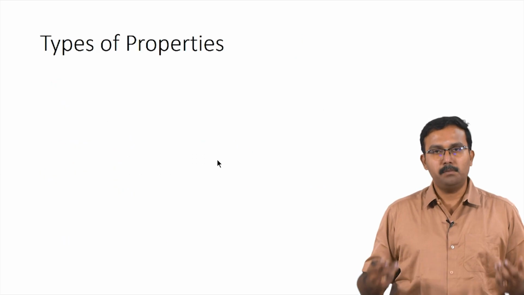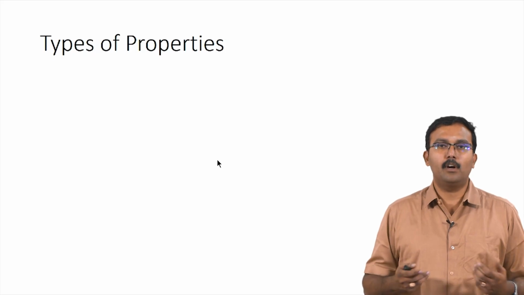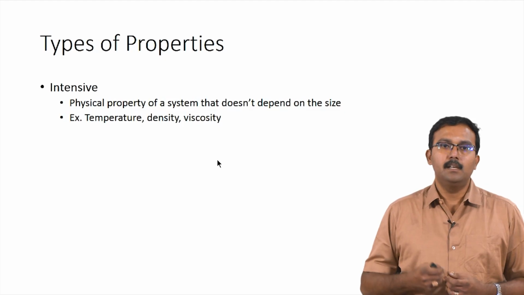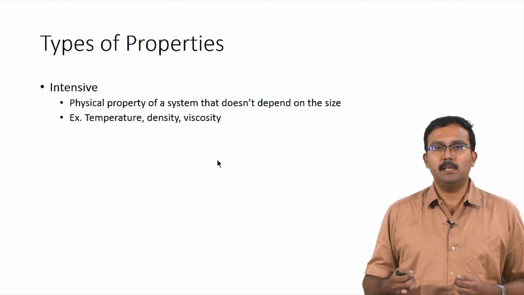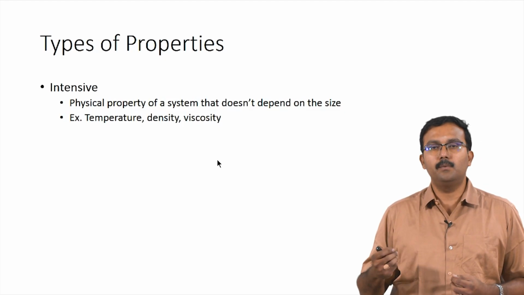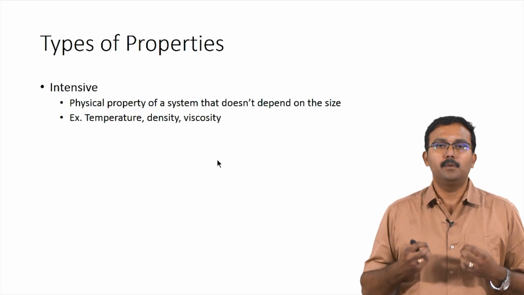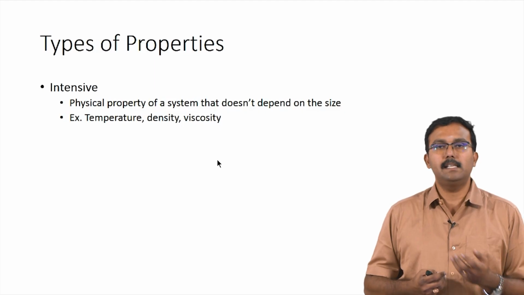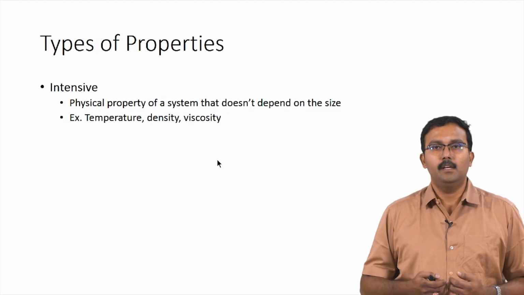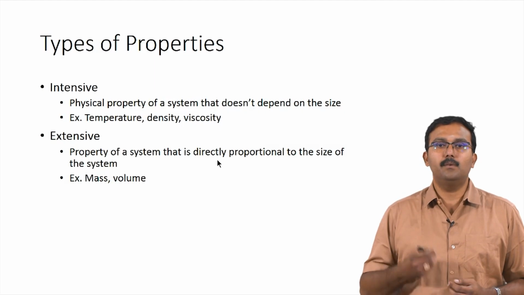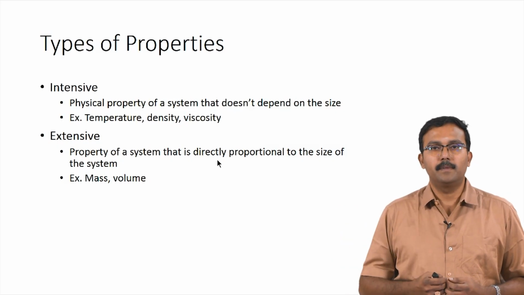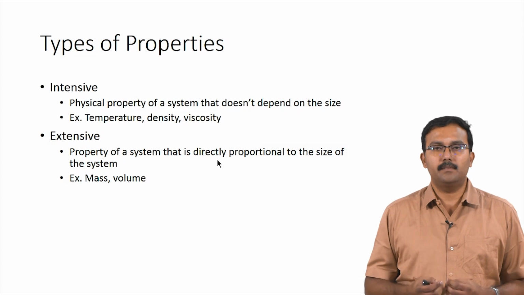What are the different types of properties which are there when we talk about energy balance calculation? We can have intensive properties. These are the physical properties of a system which do not change with respect to size. So, they do not depend on the size of the system. Example would be temperature, density, viscosity, etc. You also have extensive properties which change directly with size of the system. So, they are directly proportional to the size of the system. Example would be mass or volume.